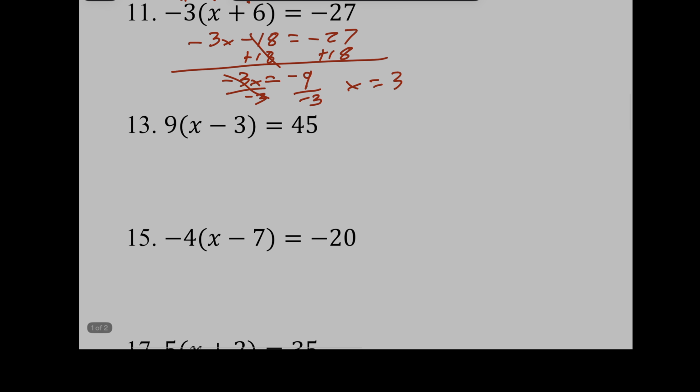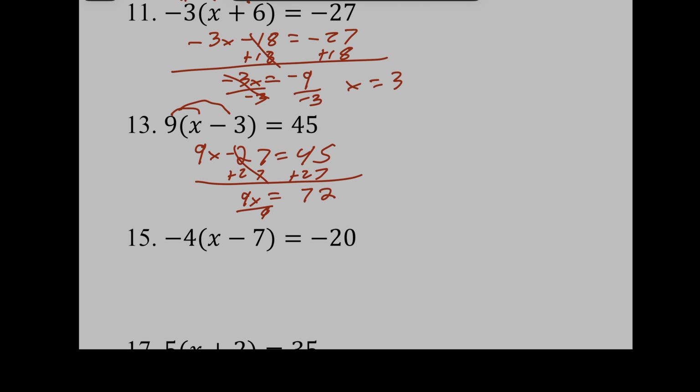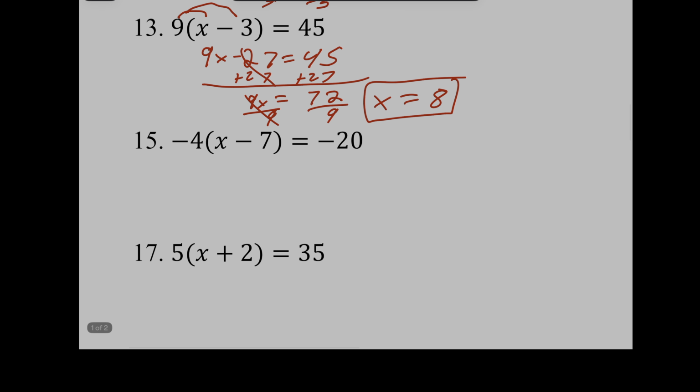Okay? Number 13, I'm going to multiply 9 by everything inside the parentheses. That's going to give me 9x minus 27 equals 45. Now, it's a minus 27, so to move the 27 over, I have to add 27. They go away. 9x equals, let's see, that's a 2, carry the 1, that's a 72. If I divide each side by 9, if you know your 9's times tables, you're going to get x equals 8. Okay? Number 15, I'm going to distribute -4 into both of these.